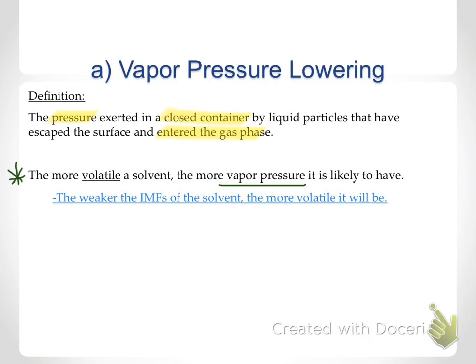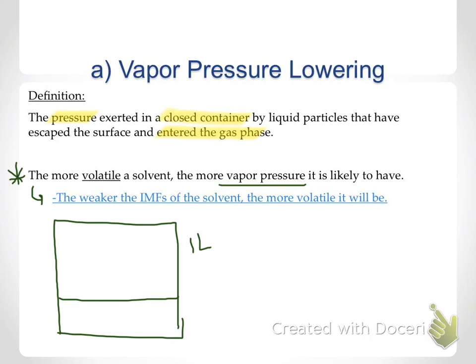And then the weaker the IMFs of the solvent, the more volatile it will be. So that's kind of a sub-statement. For example, if I have a container here that's closed, a 1 liter container, and in the bottom here I have about 300 milliliters of water. Some of these water molecules along the surface, no matter what the temperature is, are going to escape. So let's just say it's room temperature, maybe 25 degrees Celsius. Well, at 25 degrees Celsius, some of these molecules are going to escape the surface.